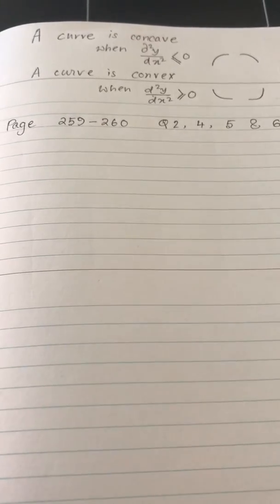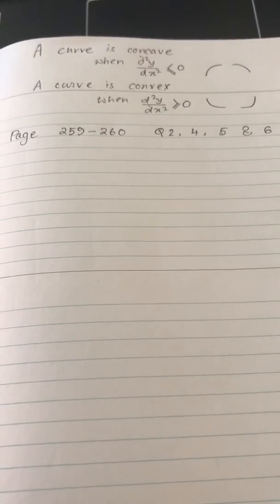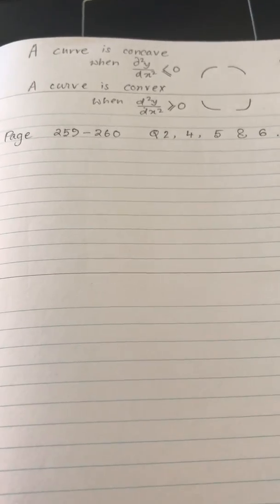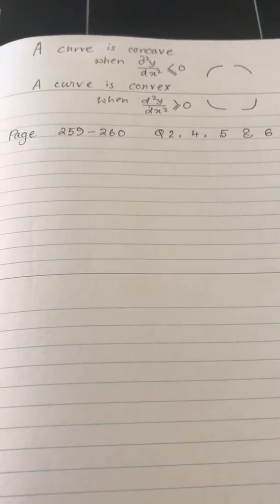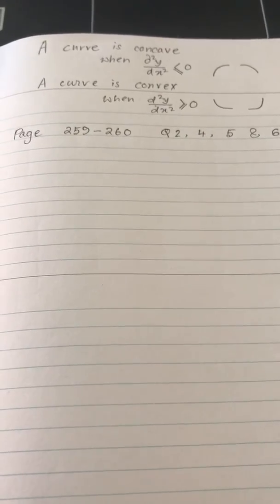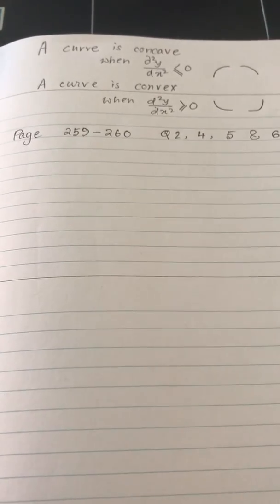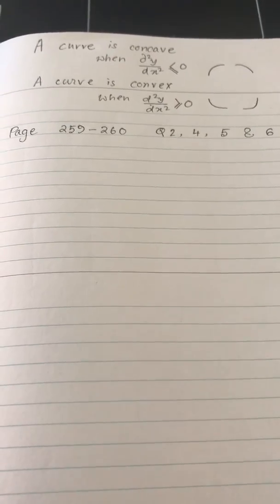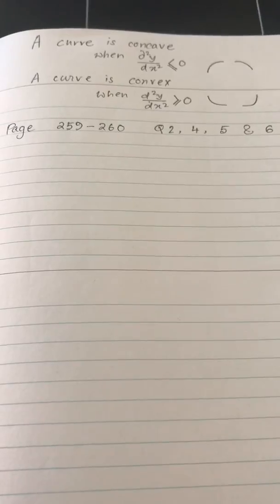So just before we move on to numerical methods, there's a bit that's missing from your notes. So just copy this one first. A curve is concave when your second derivative is less than or equal to 0. A curve is convex when your second derivative is more than or equal to 0.